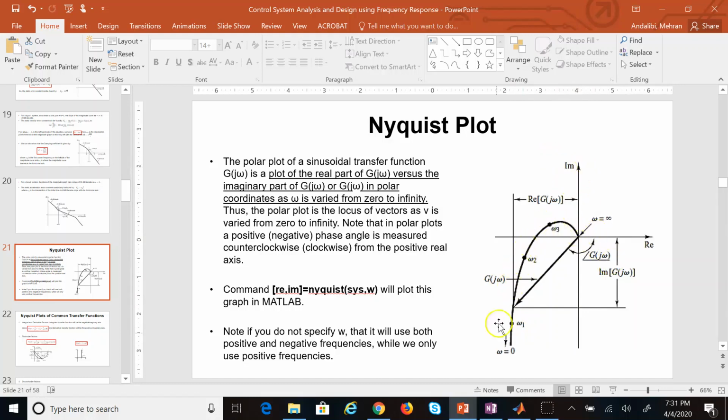When we connect all these points together, we get a curve like this, and we call that a Nyquist plot. In MATLAB, the command nyquist directly gives you the plot, or you can get the real and imaginary part as output. Now let's look at a few examples first, and then we go to MATLAB.